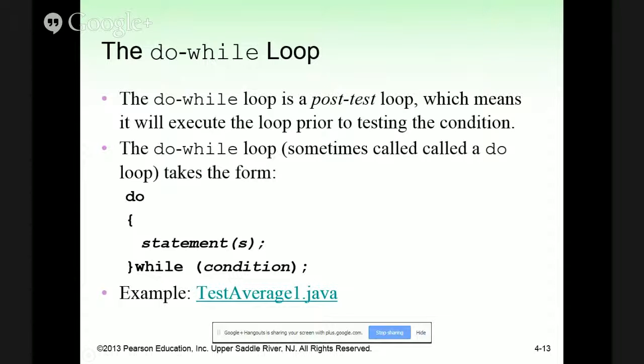So the do-while loop takes this form. We have the keyword do, then we have curly brackets, then we have one or more statements inside the curly brackets. Afterwards, we have the keyword while, and then the Boolean condition. As you can see, the statements come before the word while and before the Boolean condition. So we repeat these statements until the condition becomes false. But also, since the statements are first, that means that the statements must get executed at least one time. So let's take a look at an example that uses that.